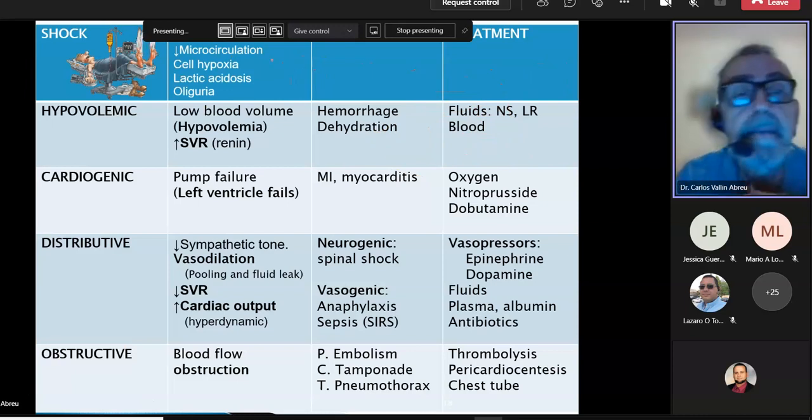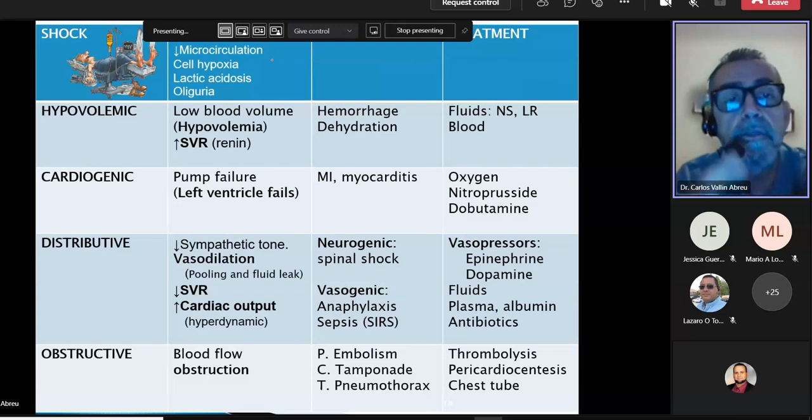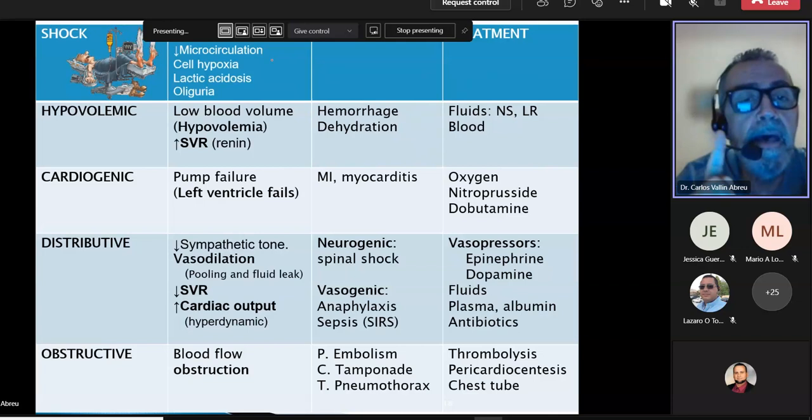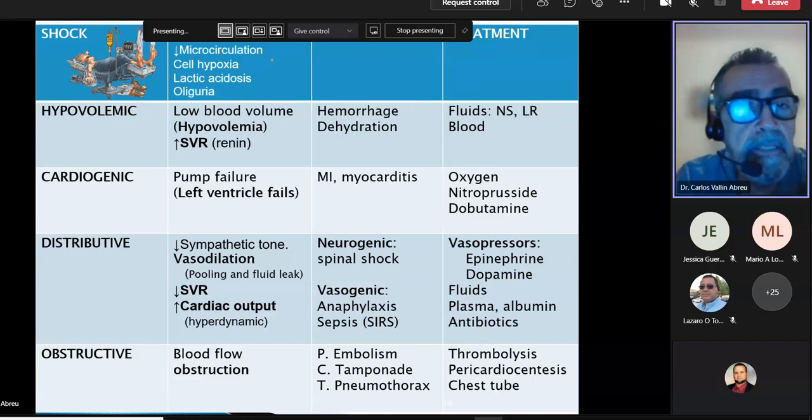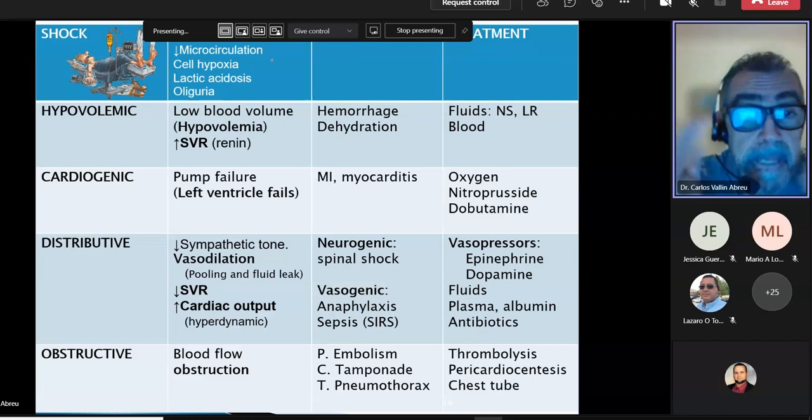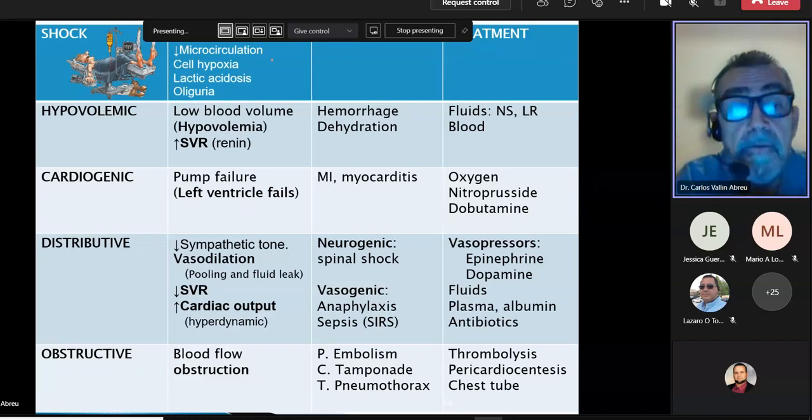So what you expect in a patient with shock: you expect tachycardia, you expect hypotension, you expect paleness, you expect cold, clammy skin, you expect decreased urinary output, less than 30 milliliters per hour. At the beginning, the urine is concentrated, but if the shock lasts too long, the kidneys are damaged, and now the concentration of the urine is lost.